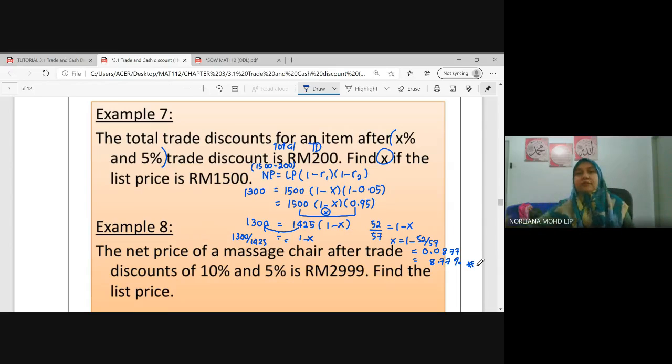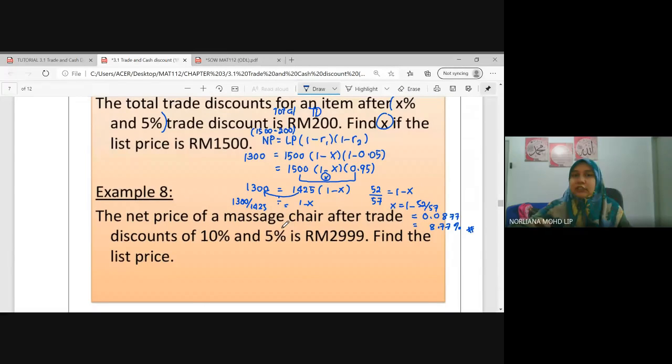Okay, ada soalan? Ni awak kena applykan solving a linear equation. Solve a linear equation. Okay, ada soalan untuk yang ni? Example 7? Tak ada. Tak ada, semua faham?